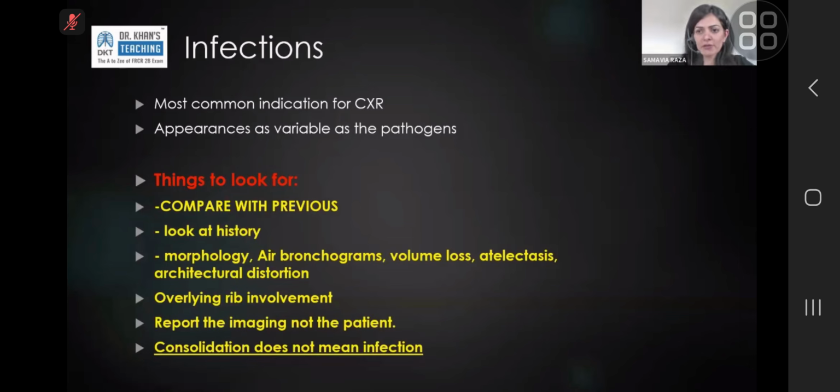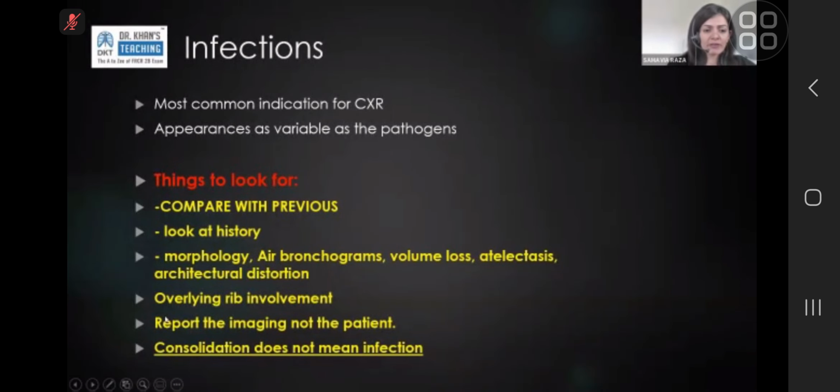You can't always see air bronchograms on a chest X-ray, and you can't always see the typical round appearance that you want to see of cancer on a chest X-ray. So it's always important to look for ancillary signs that suggest that this is an aggressive or malignant process. So always look for aggressive features, always look for rib involvement, vertebral involvement around that opacity.